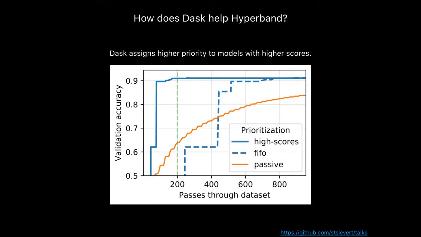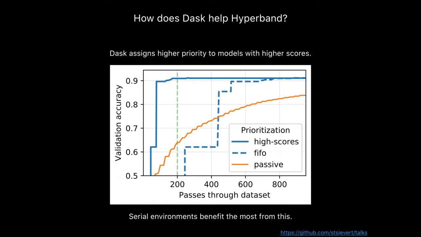I see that this prioritization scheme matters a lot, probably like a factor of 8, from 400 to 50 passes through the data to reach 80 or 90% accuracy. That's great. So that's how Dask helps Hyperband.